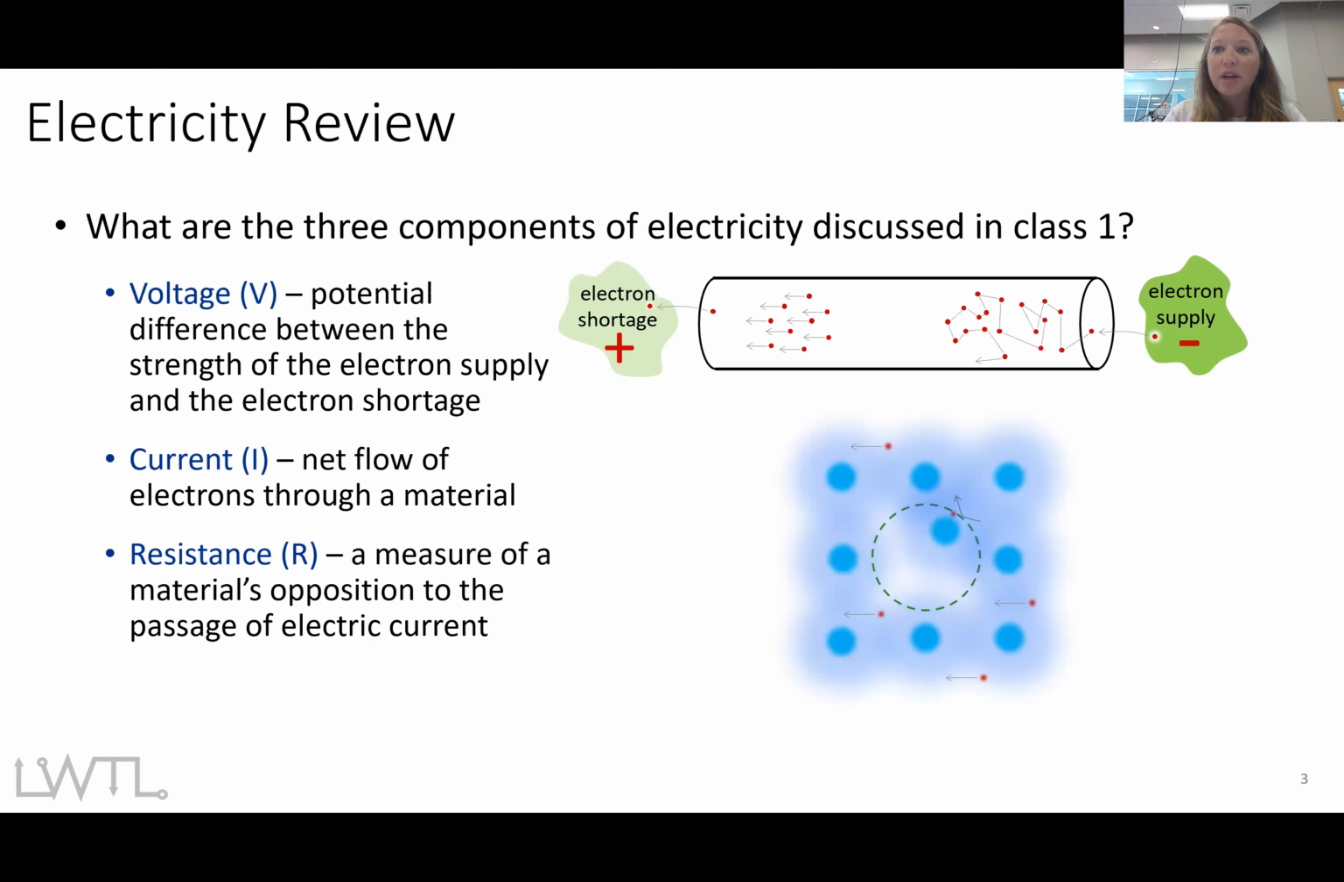So those are our three fundamental concepts that are related to electricity. We have voltage, we have current, and we have resistance. And using Ohm's law, we're going to connect those concepts together. First, let's talk about units.